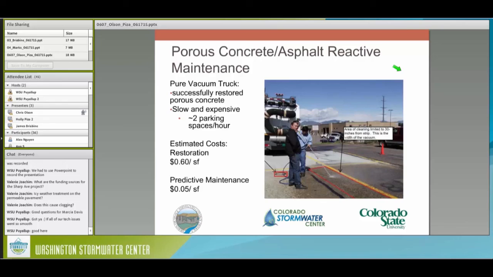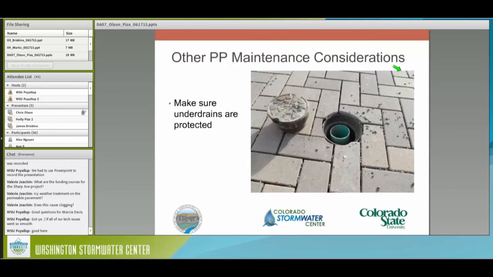But it is very slow. You have to go over it a couple of different times, and it's essentially about 2 parking spaces per hour. And it costs somewhere around 50-60 cents per square foot to do this. Again, it's probably very difficult to even get access to one of these unless maybe in some very particular situations.